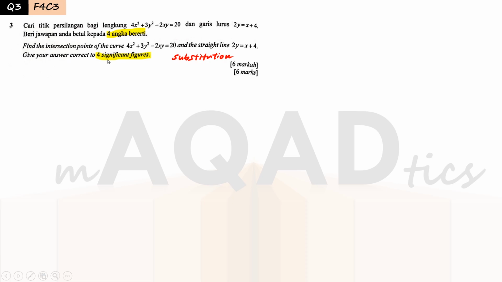Alright, so there are two things I would like you all to know, which is the 4 significant figures. This one I'll explain later when we find our answers. And another thing is the intersection points, the S at the back, so it means we will get more than one answer.